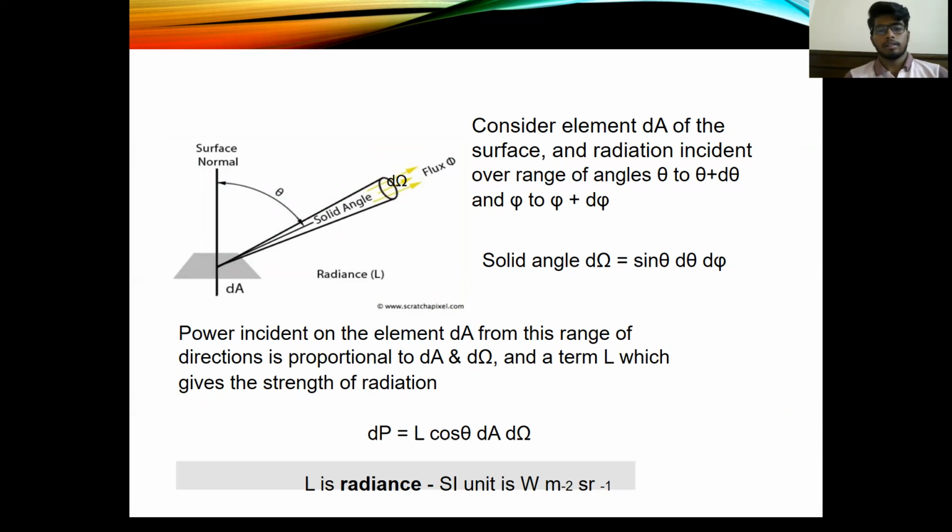Solid angle d omega equals sin theta d theta d psi. Power incident on the element dA from this range of directions is proportional to dA and d omega, and a term L which gives the strength of the radiation. dP equals L cos theta dA d omega. L is radiance. SI units are watts per square meter per steradian.